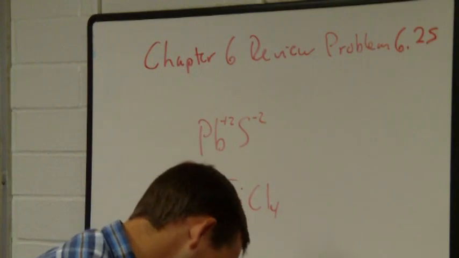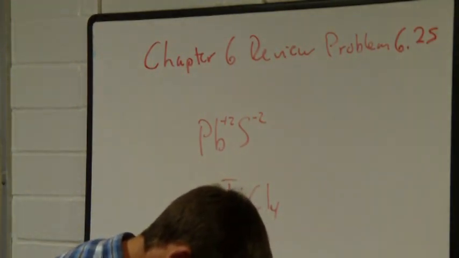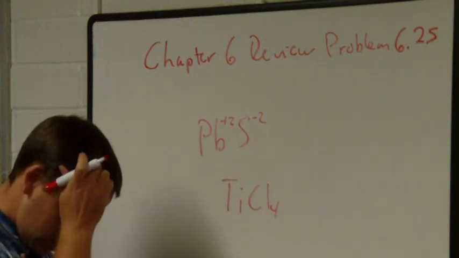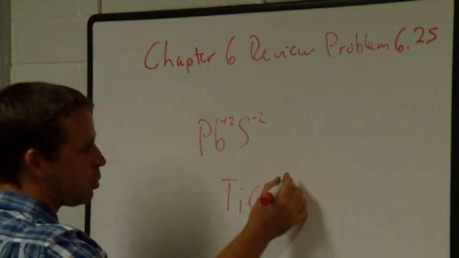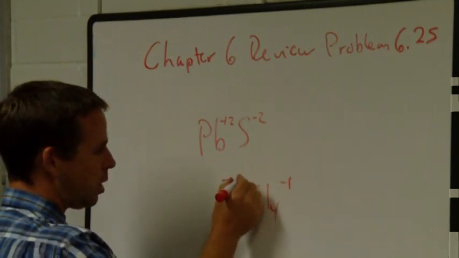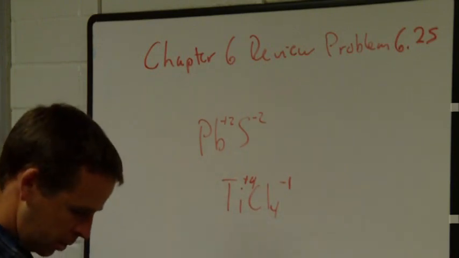Just making sure that we're reading that right. Yeah, titanium chloride, that's right. Cl has a -1 and titanium has a +4. Again, ionic compound.